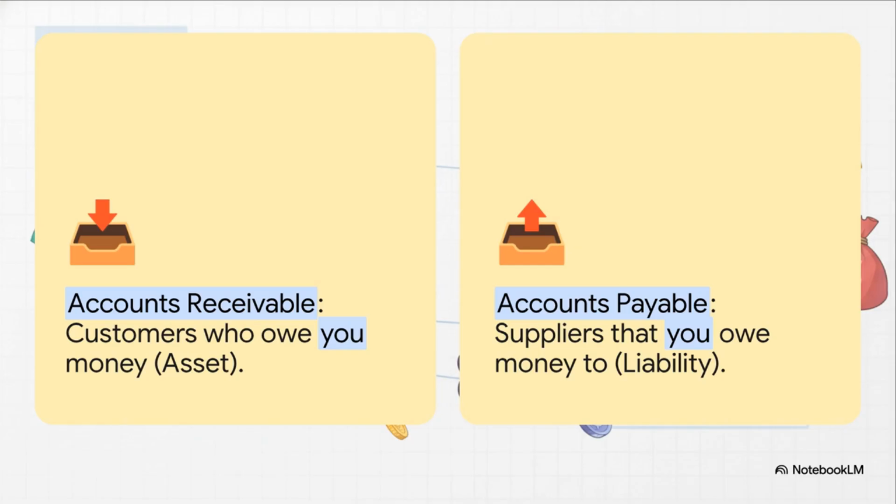Accounts receivable is an asset. These are the customers who owe you money for goods you've already provided. You have a right to that cash. Accounts payable, on the other hand, is a liability. These are the suppliers that you owe money to. Misclassifying these two is literally the fastest way to break your balance sheet. Just remember, receivable is an asset, payable is a liability.